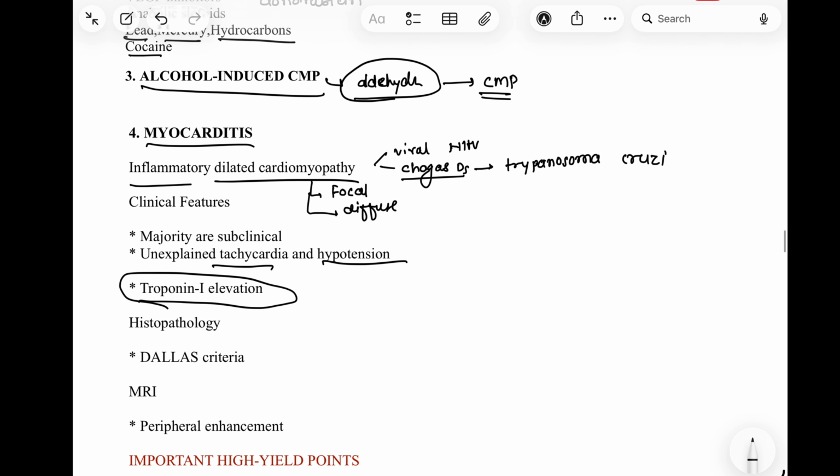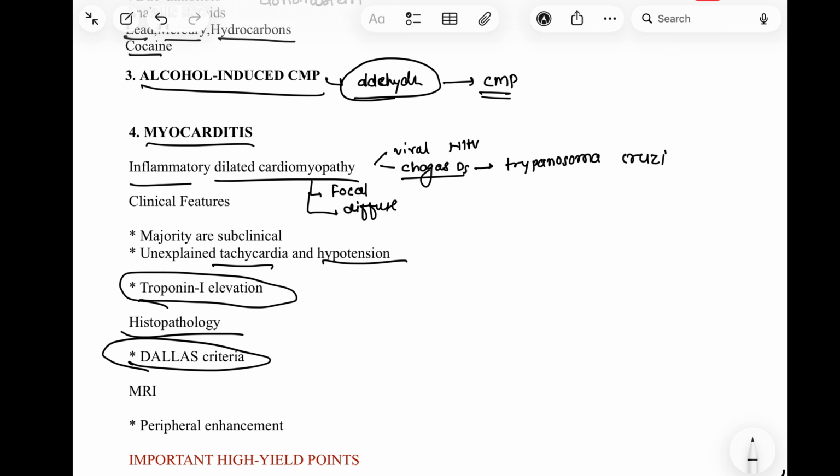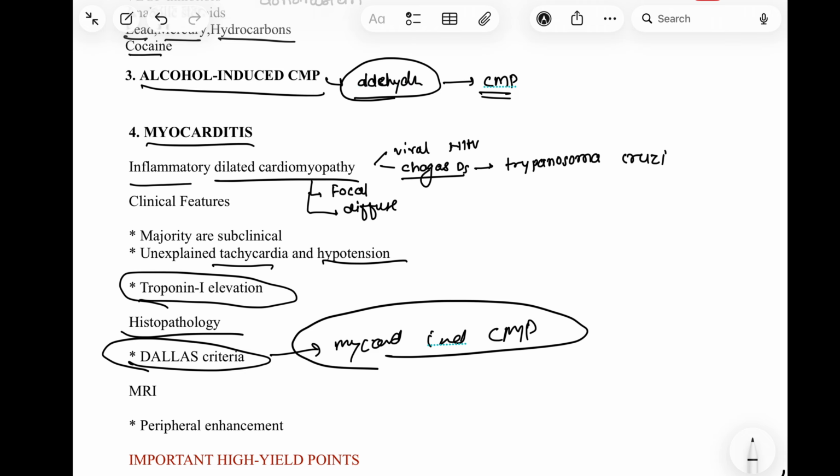Right? The most important high yield topic about this histopathology is the Dallas criteria. So remember, Dallas criteria is for myocarditis-induced cardiomyopathy. It uses histopathological studies to help the diagnosis of cardiomyopathies in myocarditis, right? For the investigation per se, we usually go for MRI, in which we can get peripheral enhancement, right? So this was the other classification of cardiomyopathy depending upon the etiologies, right?